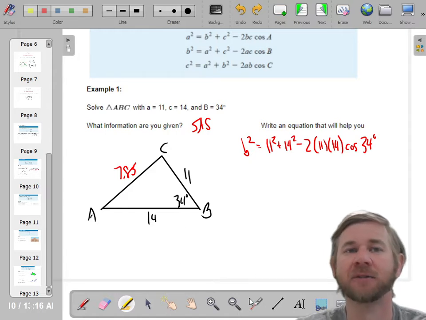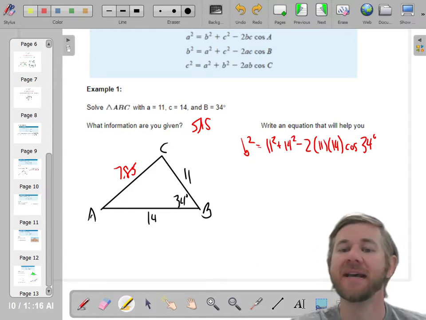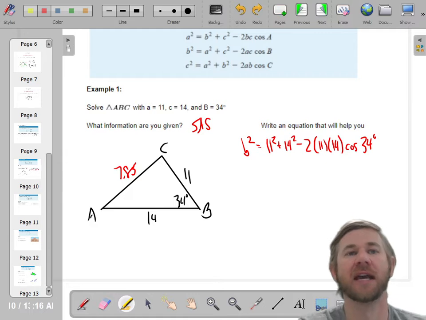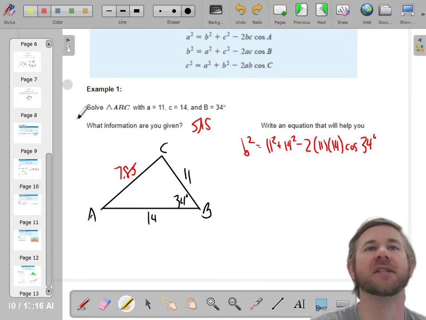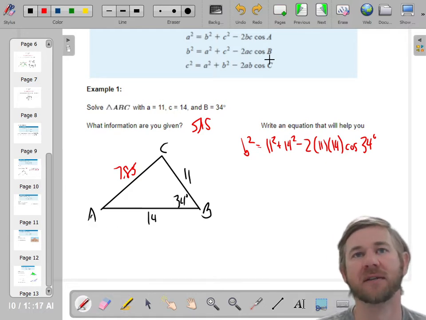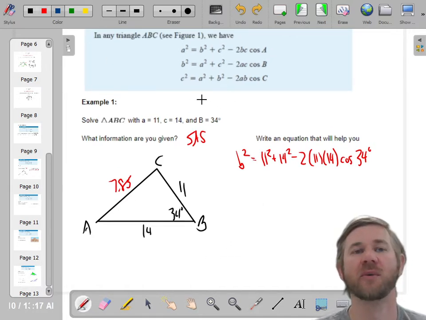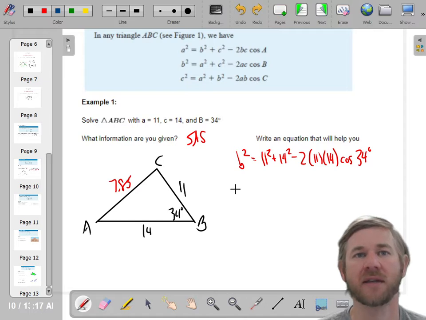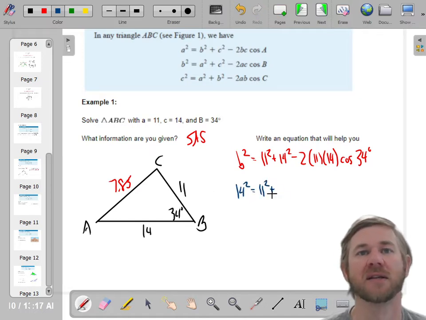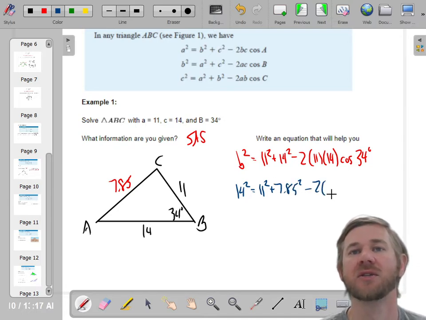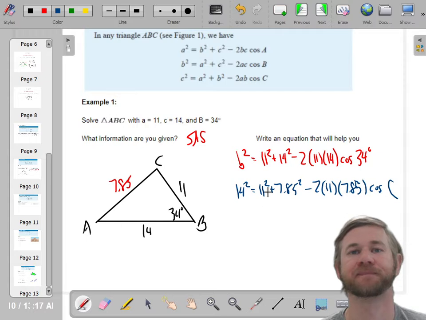So to find our missing angle with the law of cosines, this is the trickier part. So let's try and find angle C. To find angle C, that's going to be this one. We're going to need to use that formula. So what do we know? c squared. Do we know c squared? Yes, 14 squared equals a squared. Do we know that? Yes, 11 squared plus b squared. Do we know that? Yes, 7.85 squared minus 2 times 11 times 7.85. What we don't know is the cosine of C.